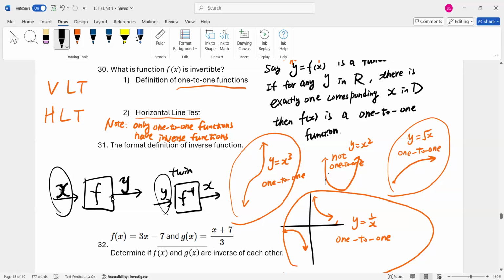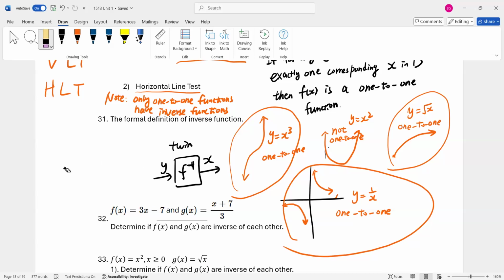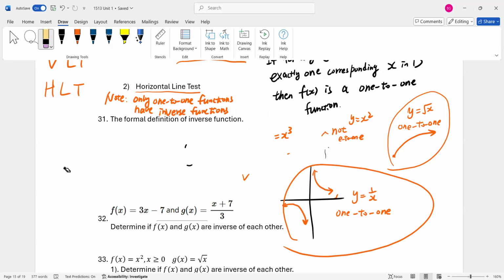The important thing is we know what a one-to-one function is, how we determine if a function is one-to-one, and also that only one-to-one functions are invertible. In other words, only one-to-one functions have inverse functions. Okay, number 31, we are going to give the formal definition for inverse function.